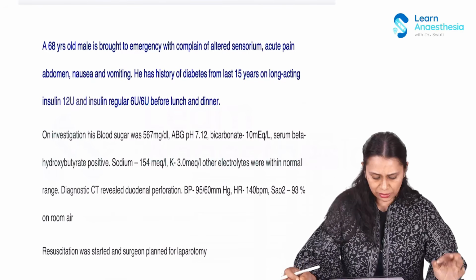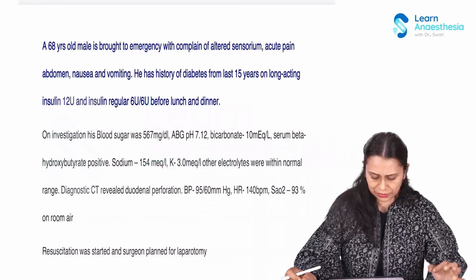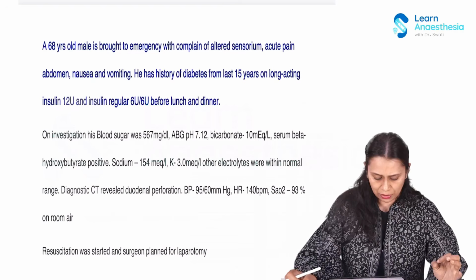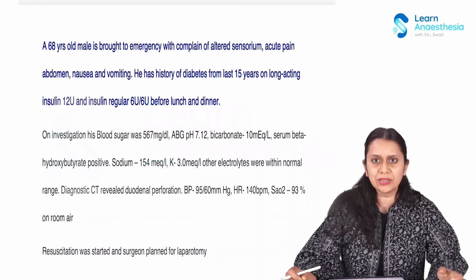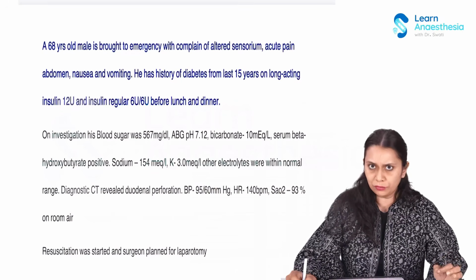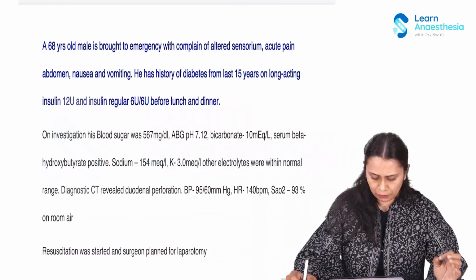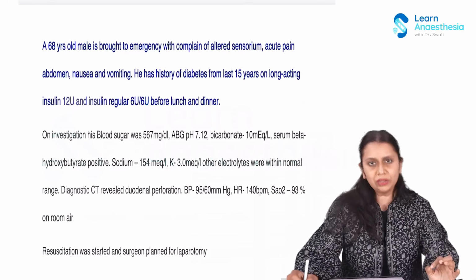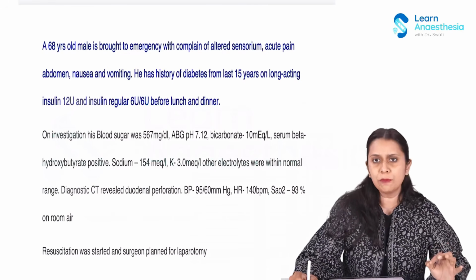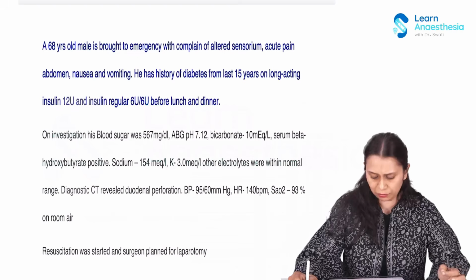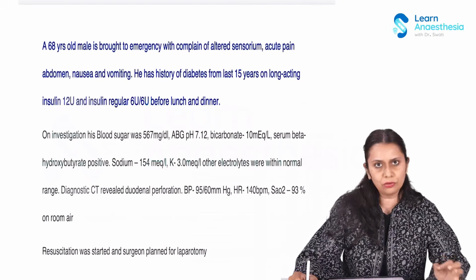On investigation, his blood sugar was 567 milligram per deciliter. ABG showed a pH of 7.12, showing acidosis. Bicarbonate was 10 millimoles per liter. Serum beta hydroxybutyrate was positive, so ketone positive. Sodium was 154, that was borderline. Potassium was 3 and other electrolytes were within normal limit. The diagnostic CT revealed a duodenal perforation, and blood pressure of the patient was 95/60, heart rate 140 beats per minute. Saturation was 93% on room air.